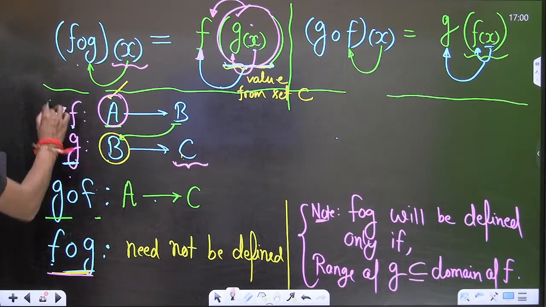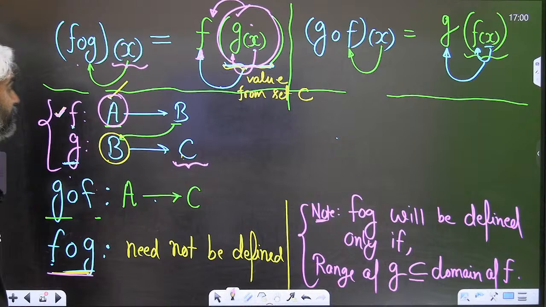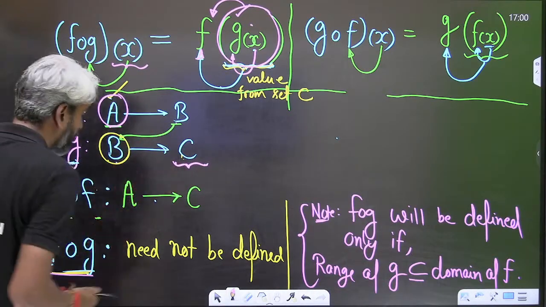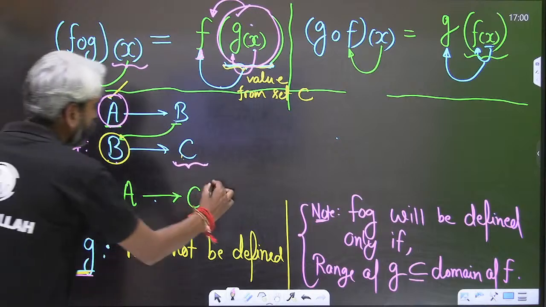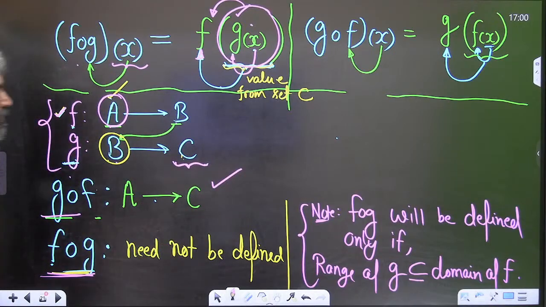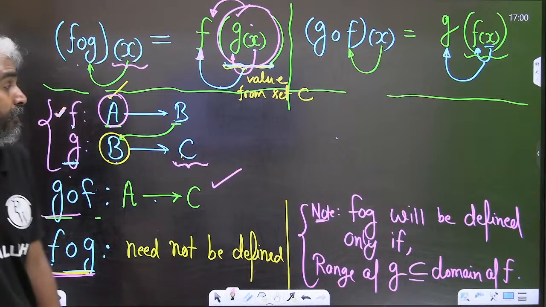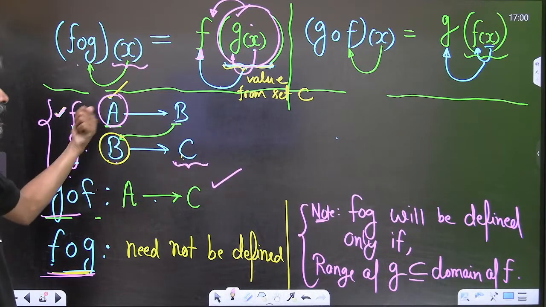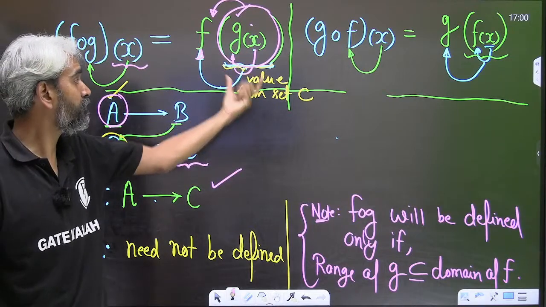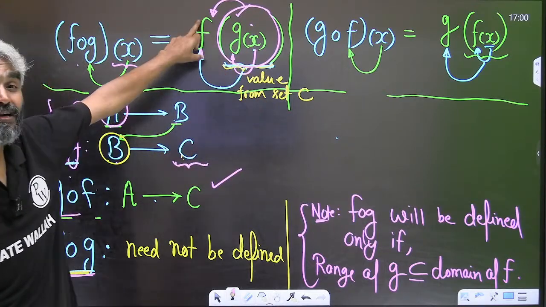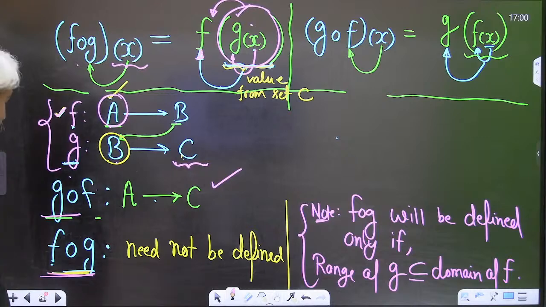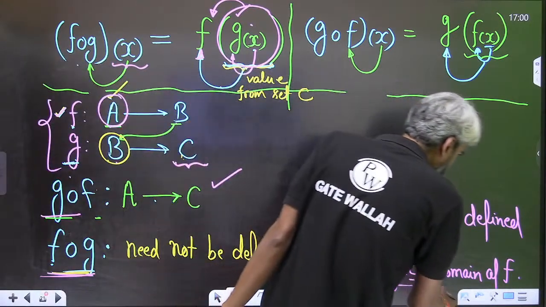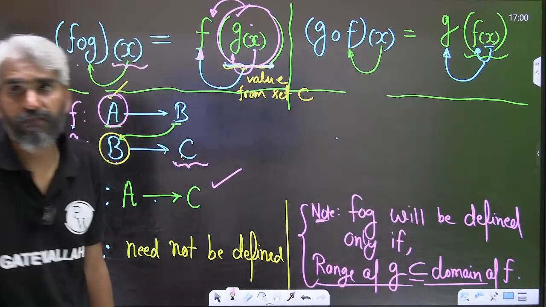But if f is a function defined from A to B and g is a function defined from B to C, then g of f is guaranteed to be defined, but f of g need not be defined. F of g need not be defined because function g may produce such values for which function f is not defined. Function g may produce values which are not valid values for function f, and in that case f of g will not be defined. That will only be defined when range of g is a subset of domain of f.